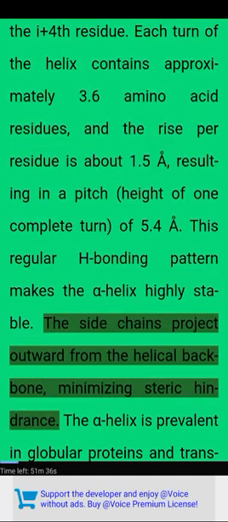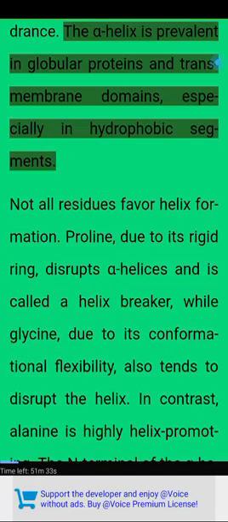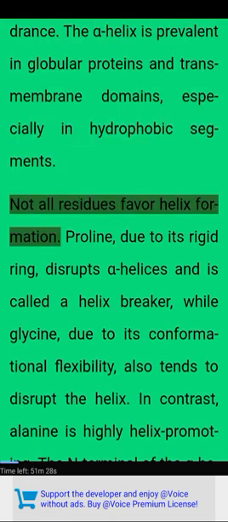The side chains project outward from the helical backbone, minimizing steric hindrance. The alpha helix is prevalent in globular proteins and transmembrane domains, especially in hydrophobic segments. Not all residues favor helix formation.